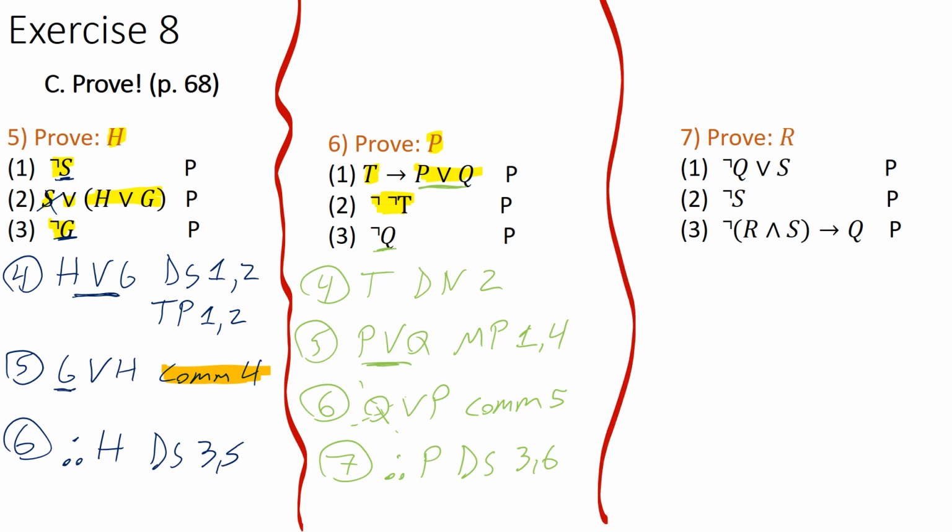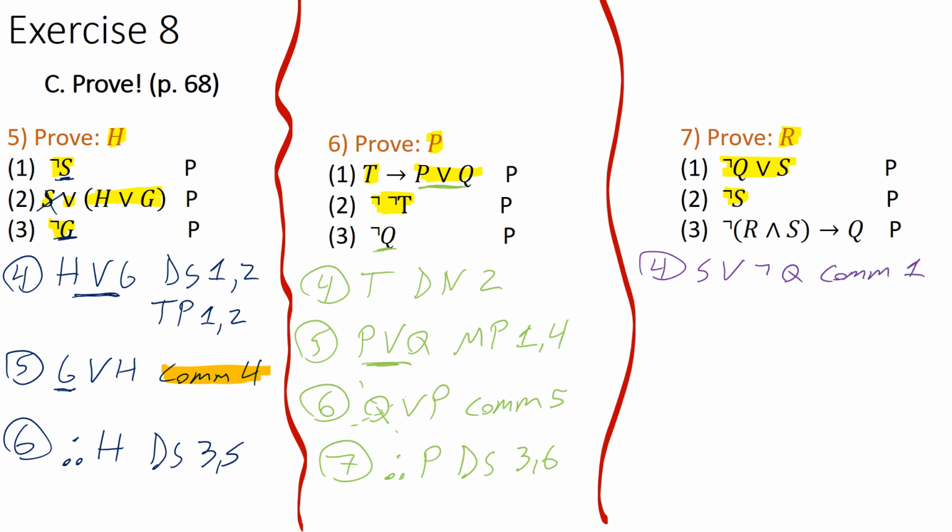And for number 7, we want to prove R. So what can we do here? We have this not S as a premise. We have this disjunction, not Q or S. So we can get a not Q from that. For line 4, to be extra careful, let's just say this is S or not Q by the commutative rule.